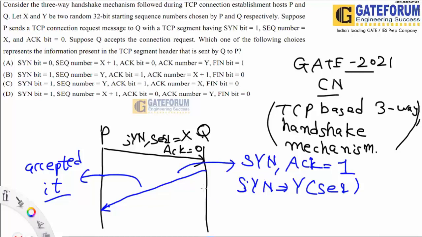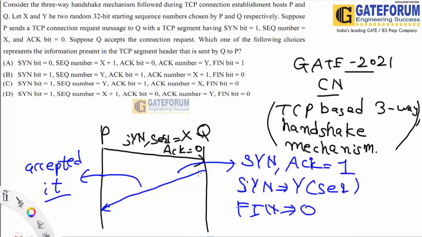Okay, FIN bit represents connection termination. Always, FIN bit is for connection termination, so it would be 0. Okay, so based on this you can check the option might be B and C. What about the acknowledgement number?